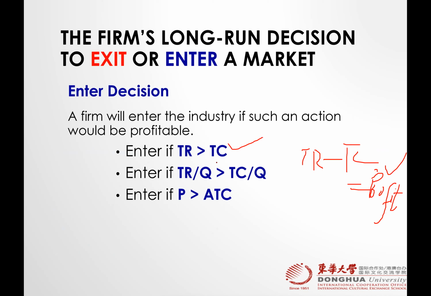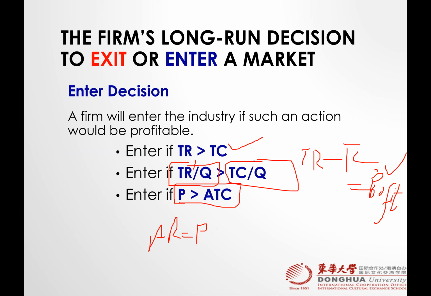You can freely enter, you can freely exit. So whenever the total revenue is greater than total cost, firms enter the market. And if you divide this total revenue by the quantity, you find out that this is the average revenue. Average revenue in a competitive market is equal to the price. You can switch the average revenue with the price. Price greater than average total cost.